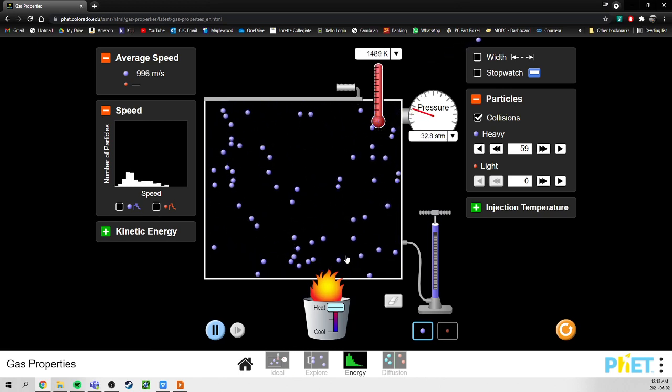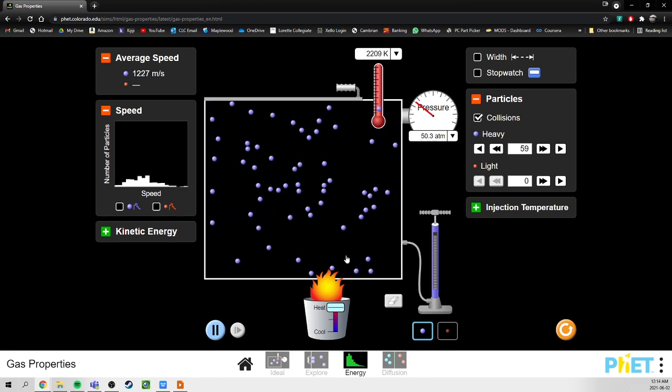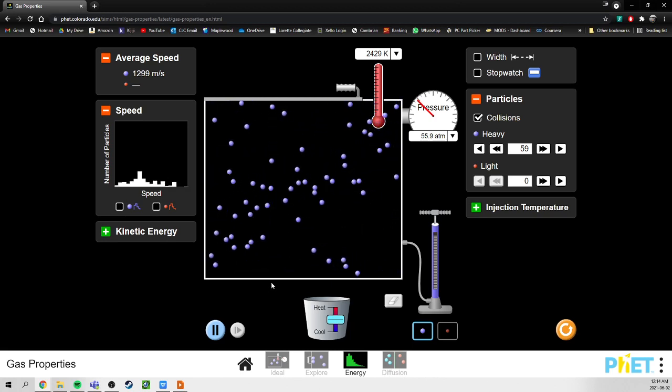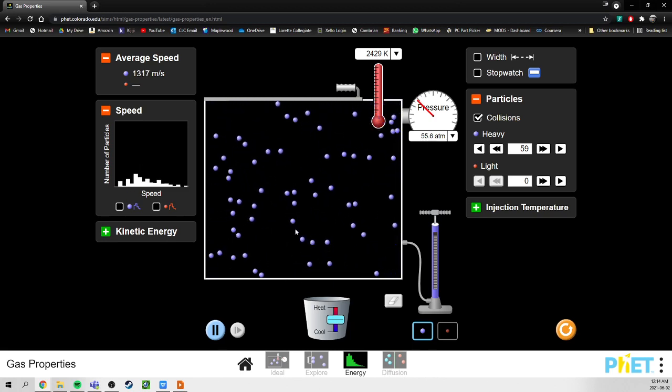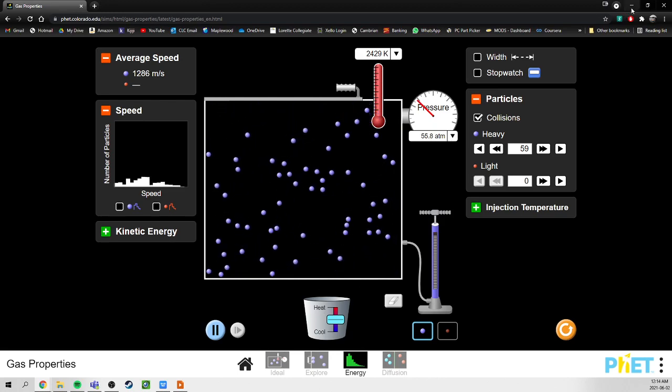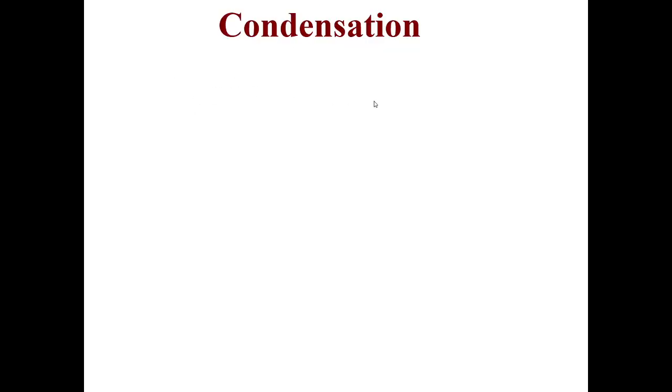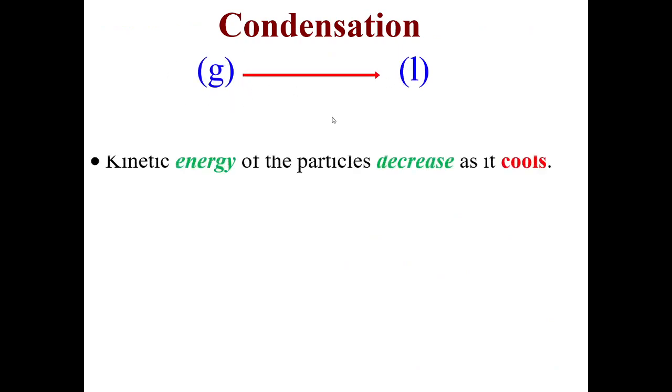So even when I heat it way up, you get some that are moving really fast and still some that are moving really, really slowly. So that's that curve in that slide here. You've got some that are moving very, very fast, some that are moving really, really slow, and the bulk of it's kind of in the middle here. Only the fastest, the ones with the most energy, will actually be able to escape. That's what I'm getting to.